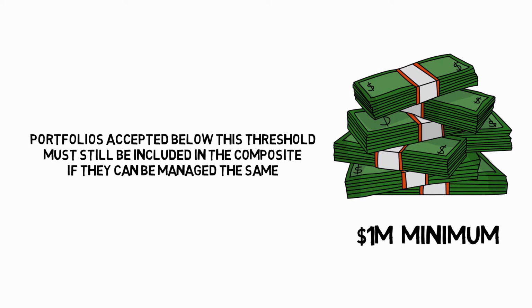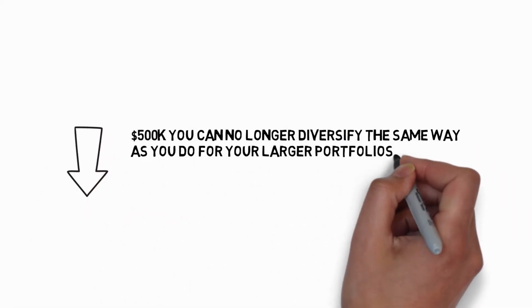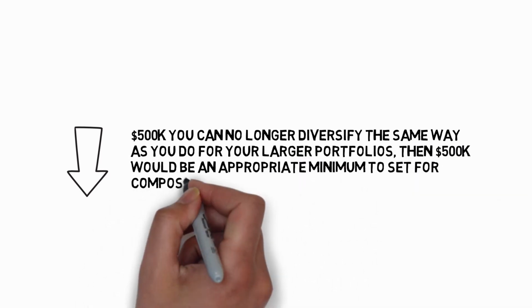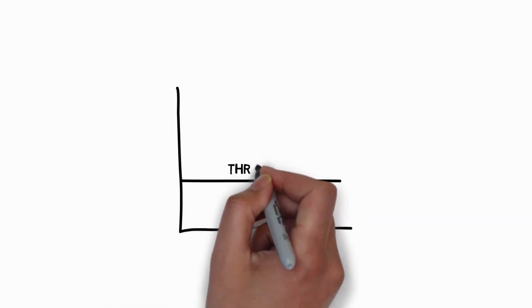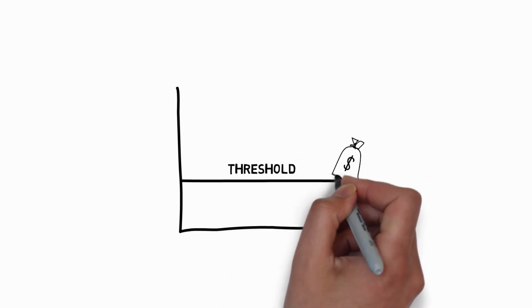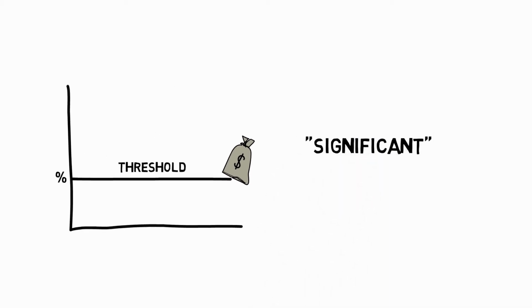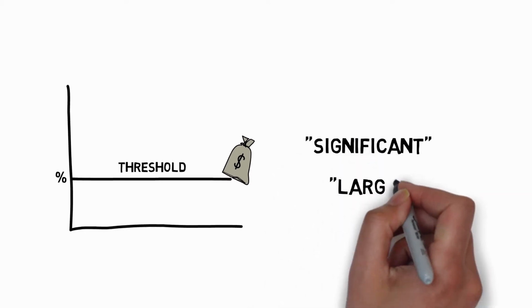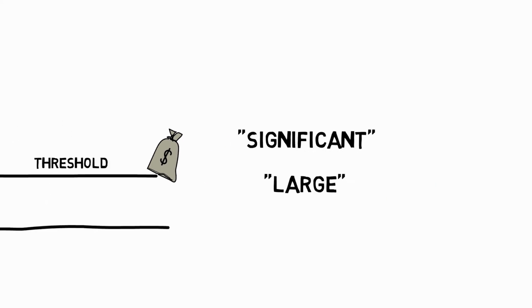In this example, if you determine that below $500,000 you can no longer diversify the same way you do for larger portfolios, then $500,000 would be an appropriate minimum to set for composite inclusion purposes. A significant cash flow policy can be established if your firm is concerned with very large cash flows moving in or out of a portfolio. This significant cash flow threshold is different than the large cash flow threshold discussed in the calculation methodology section.